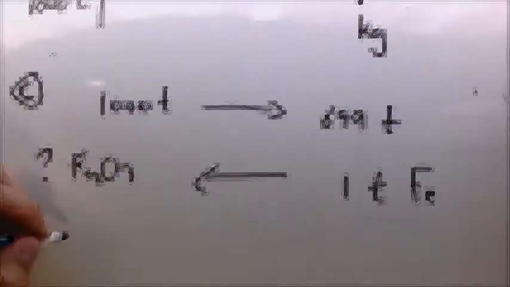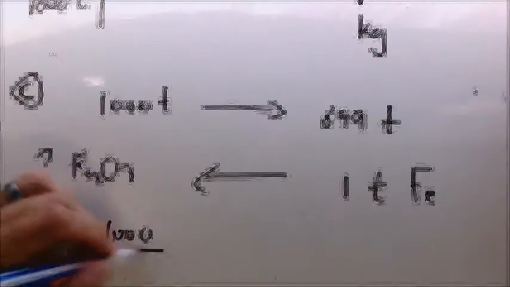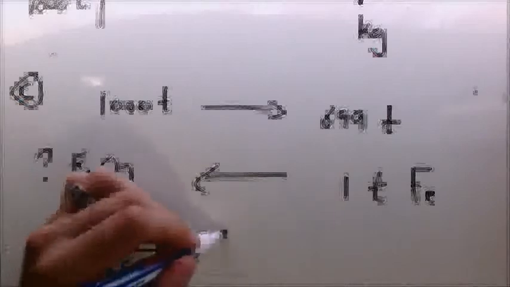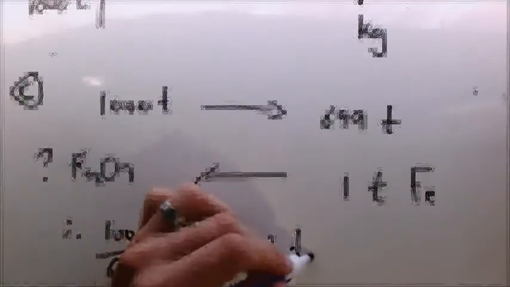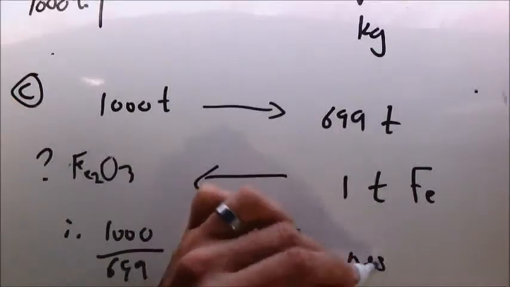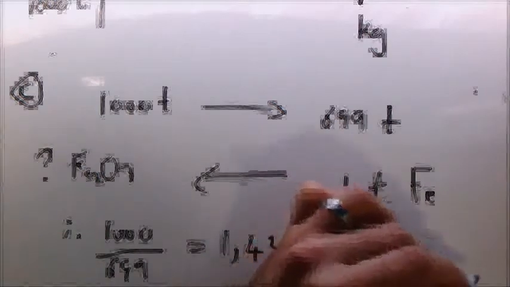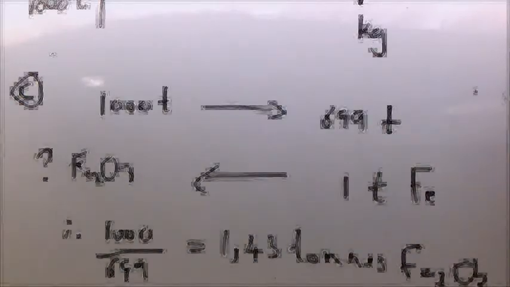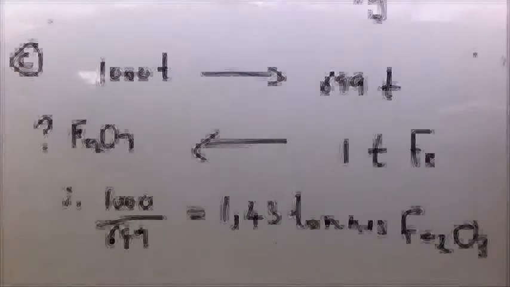So then you say, therefore, 1,000 divided by 699 is 1.43 tons of iron oxide needed. So that's the quickest way to do it.